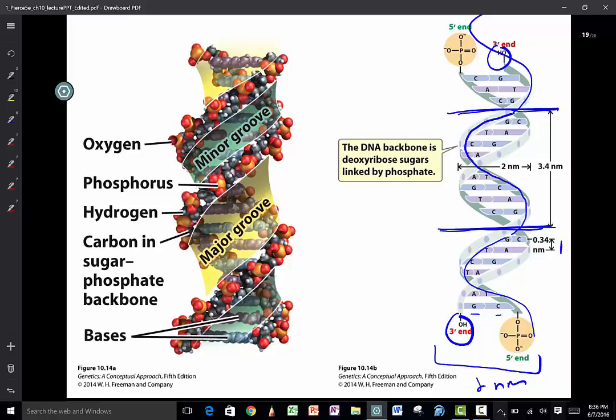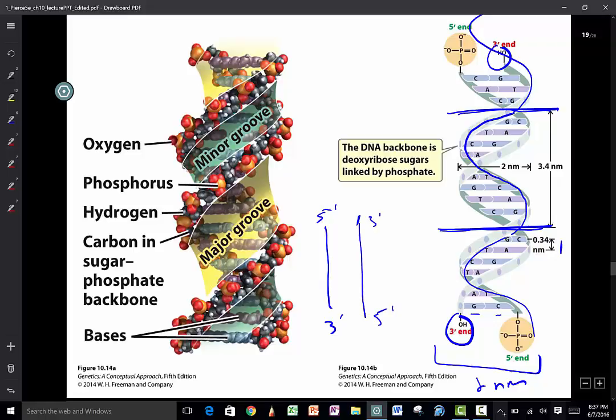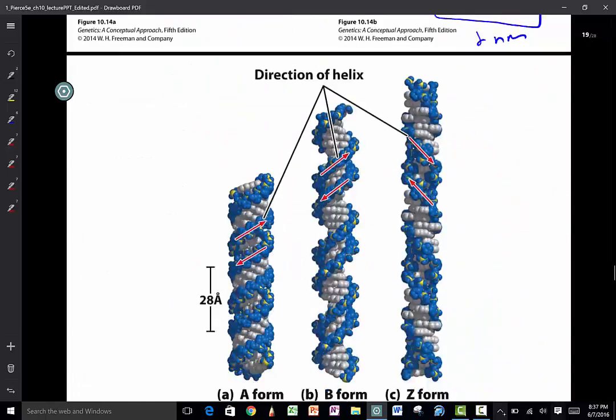When we start thinking about chromosome structure, that'll come back into play a little bit. But for the most part, we usually think about DNA in simple terms like this. We always have a 3' OH on each end and a 5' phosphate. So that's what DNA looks like.